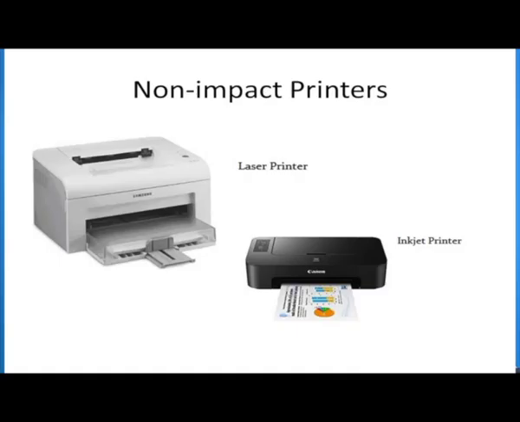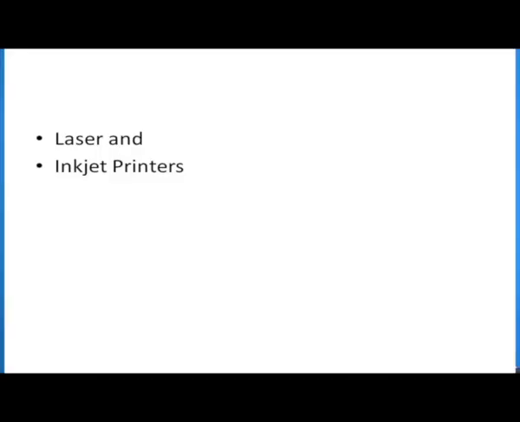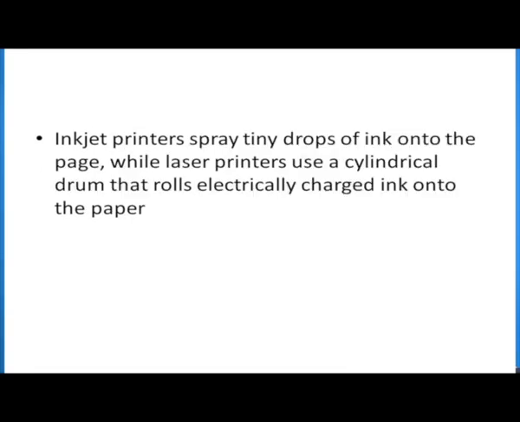The other type is the non-impact printer. They produce less noise compared to impact printers as they do not hit the page. The laser and inkjet printers come under this type of printers. Inkjet printers spray tiny drops of ink onto the page, while laser printers use a cylindrical drum that rolls electrically charged ink onto the paper. The maintenance of this type of printers is easy. You can see a few impact and non-impact printers on the screen.